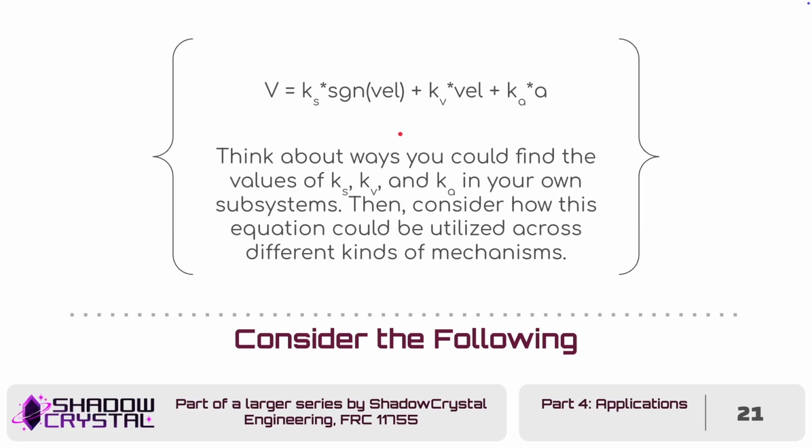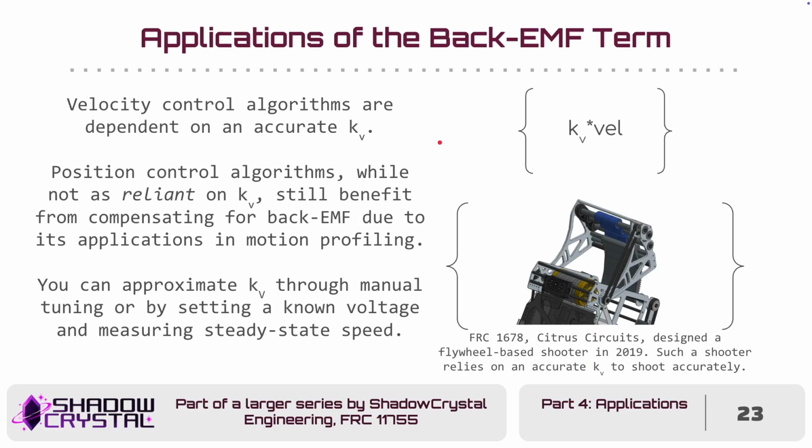where you apply a certain voltage once you've discovered your Ks, and wait for it to reach a steady state. At that point, acceleration is 0, so this term no longer applies. And then you know your velocity, you know your voltage, you know your friction, so you can just solve for your Kv. Does that all make sense?